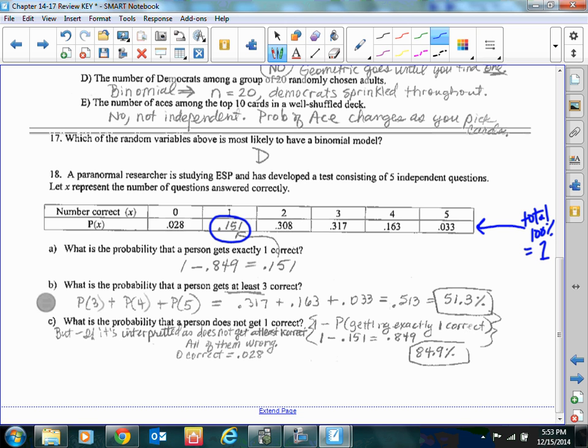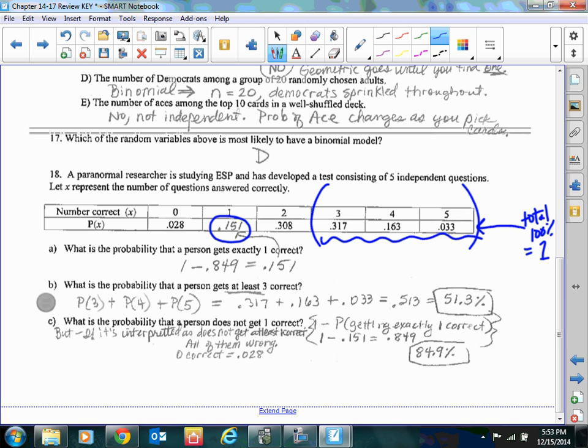So that is how you can find what is missing. And so getting at least 3, you're just going to take this and add those probabilities together. What's the probability that a person does not get 1 correct? Okay, that means the person does not get 1 correct. That means, let's see here.